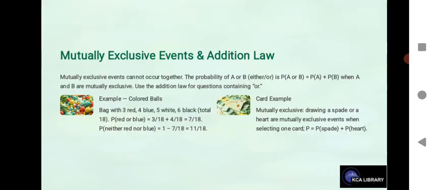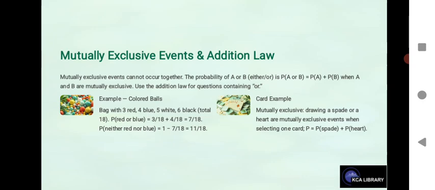So that is how theoretical probability is carried out. Now, let's move on to mutually exclusive events. Mutually exclusive events are events that cannot occur together. The probability of A or B, either or, is P of A or B, when A and B are mutually exclusive. So use the addition law for questions containing OR.